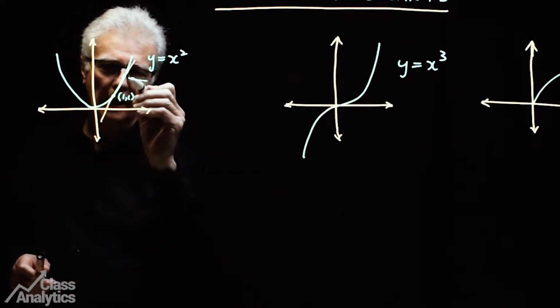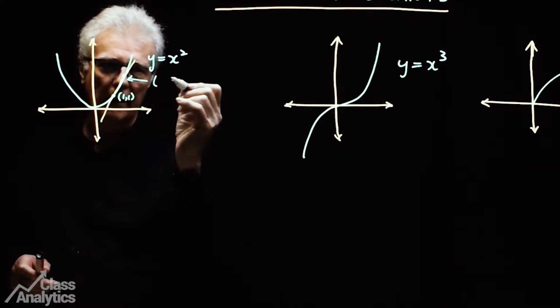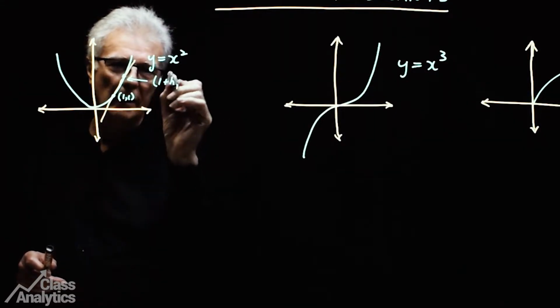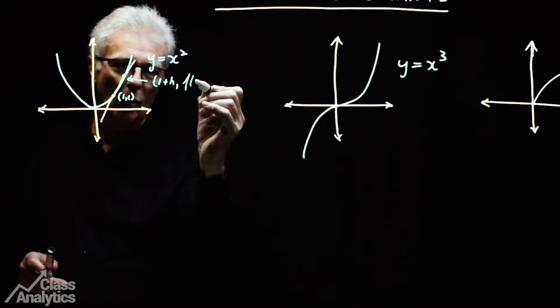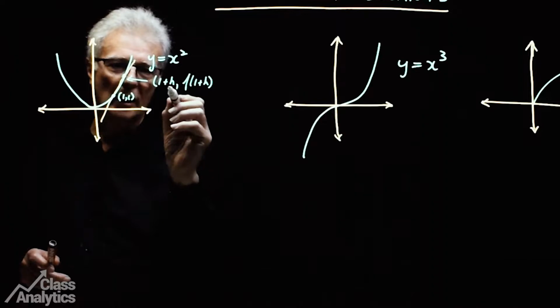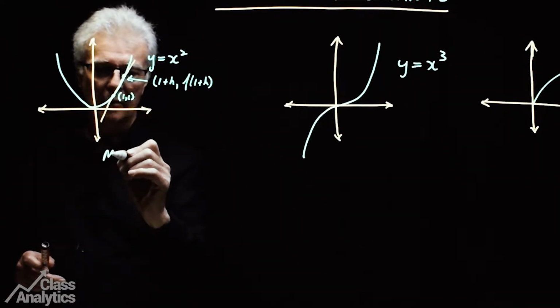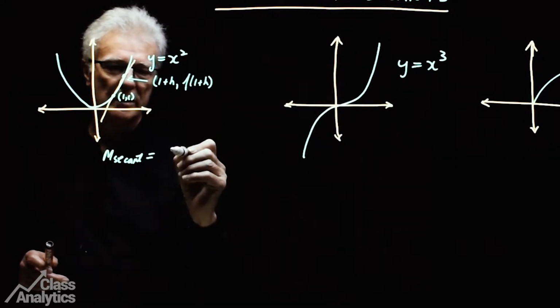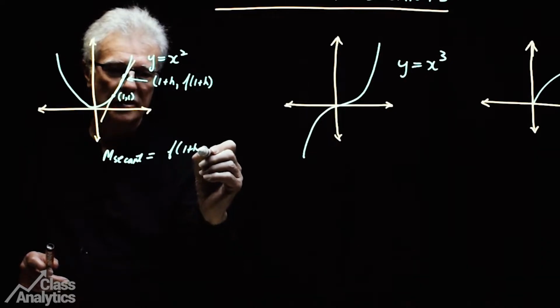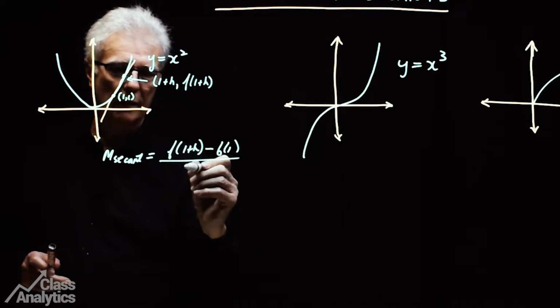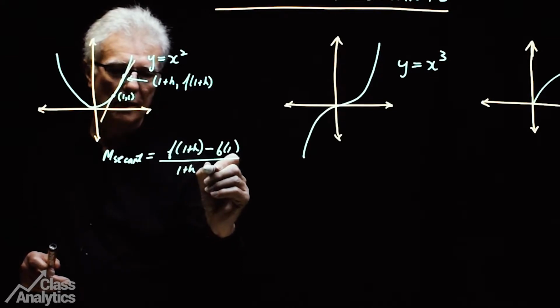Now, I'll call that point there the point 1 plus h, and this point here will be function 1 plus h, because it's the function y equals x squared. Now, to work out the gradient of the secant will be equal to the difference in the y values, that is function 1 plus h minus function 1 all over 1 plus h minus 1.